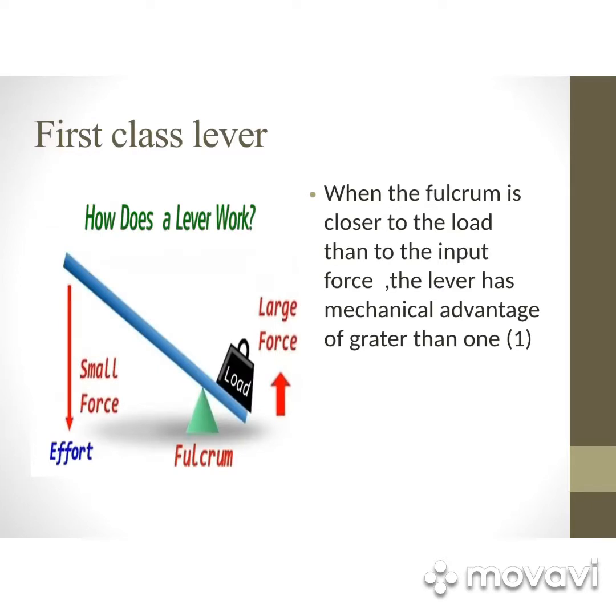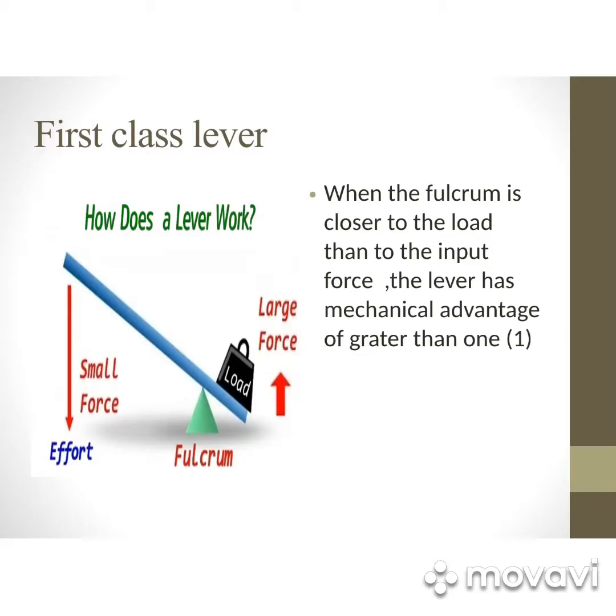At this time, we will change the location of the fulcrum, and we will make it closer to the load. When the fulcrum is closer to the load than to the input force, the lever has a mechanical advantage of greater than 1. Now we will have to know what will happen when the mechanical advantage is greater than 1.